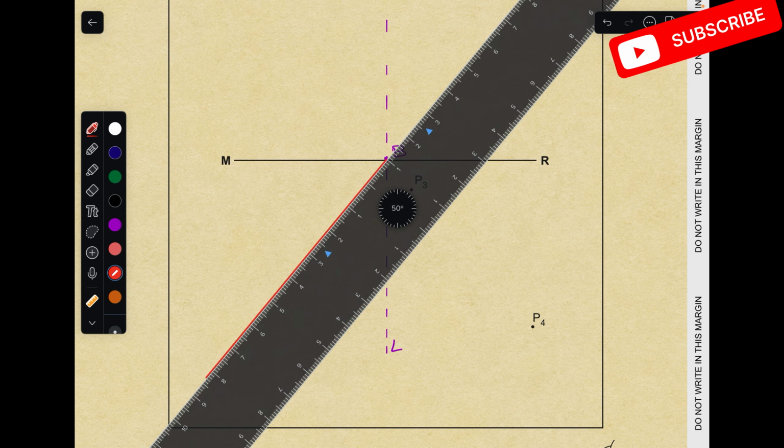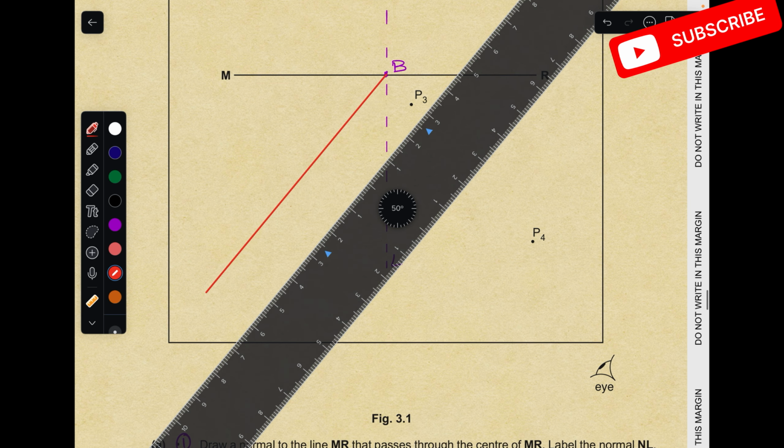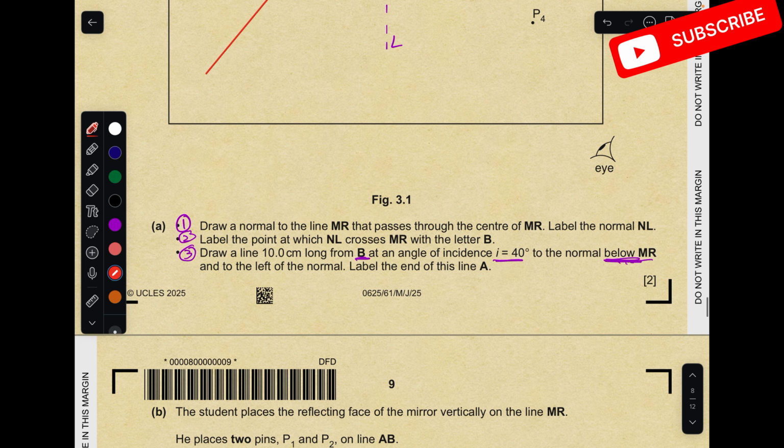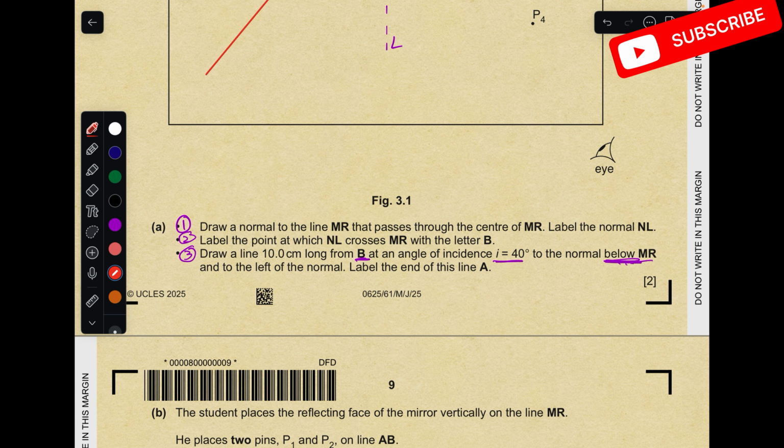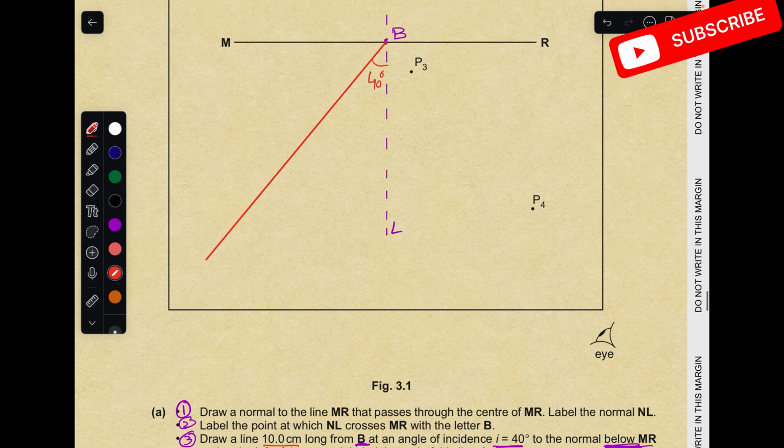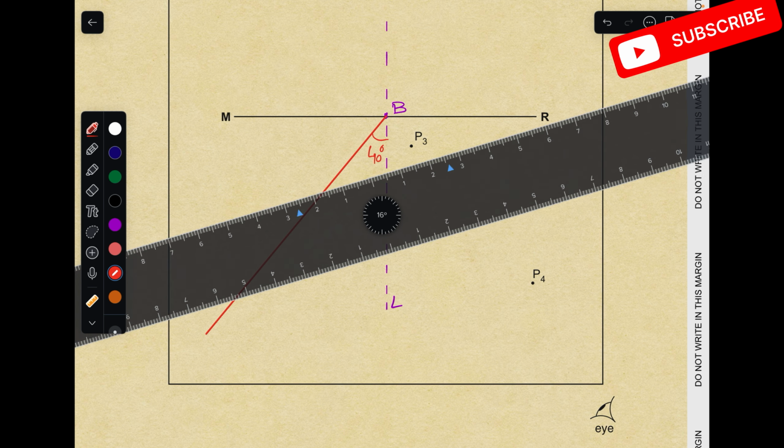Okay. I guess this is the 40 degree. They have given the length of the line as well. This is, yes, it should be 10 centimeter. So you have to be very careful about all the instructions.